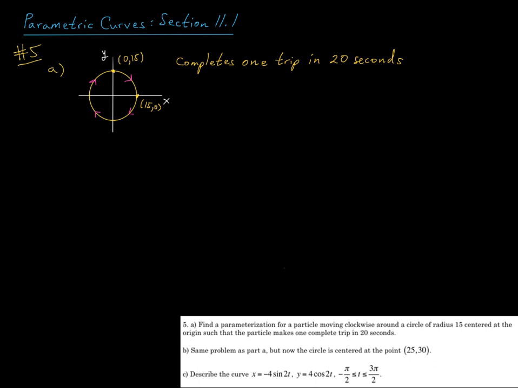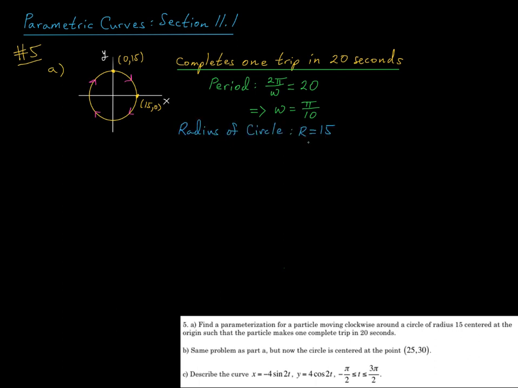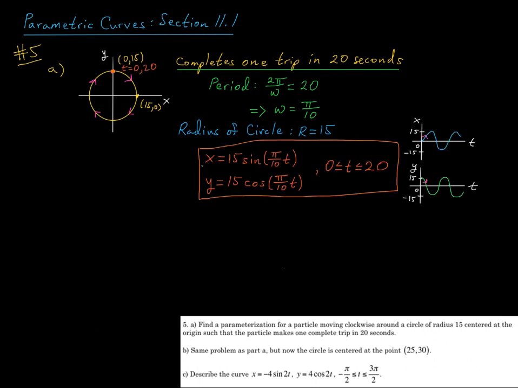Based off our discussion in the last video, this implies that the period of the sine and cosine waves for our x and y coordinates, which is 2 pi over omega, is equal to 20 seconds. And so this implies that omega is pi over 10. Since the radius of the circle r is 15, one way to parameterize this circle is to set x equal to r, so 15, times the sine of pi over 10 t, and y to be 15 times the cosine of pi over 10 t, and here t varies over the interval from 0 to 20 seconds.